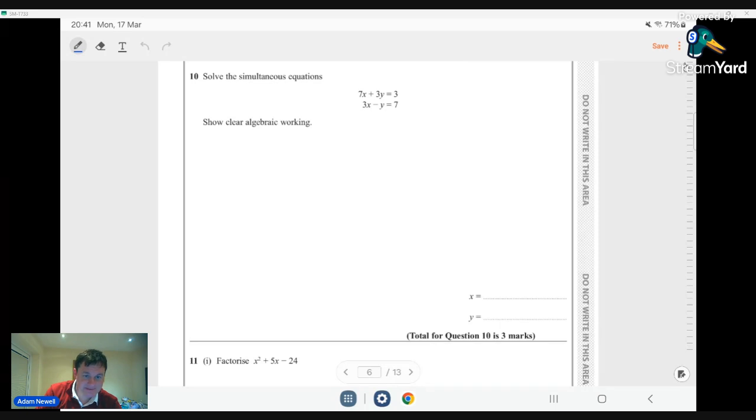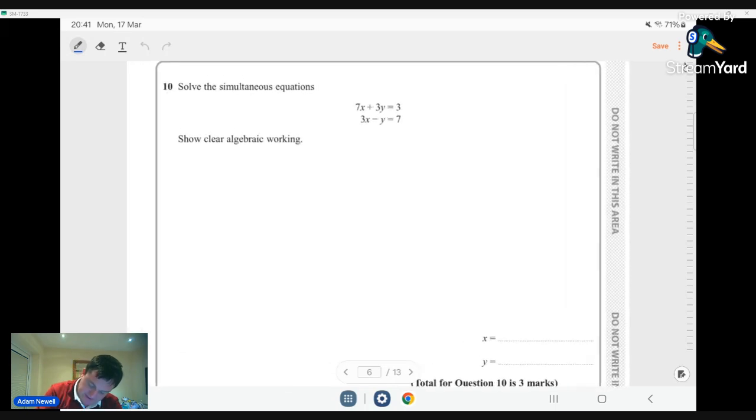Okay, question 10, simultaneous equations. So what I'm going to do here is get them to have the same y value. So I won't do anything with the top. 7x plus 3y is equal to 3. But I will multiply the second one by 3 to get 9x take away 3y is equal to 21. Now, because I've got the y's the same and the signs are different, I'm going to add them together. So I get 16x is equal to 24. Divide both sides by 16. 24 divided by 16 is equal to 1.5, which is 3/2.